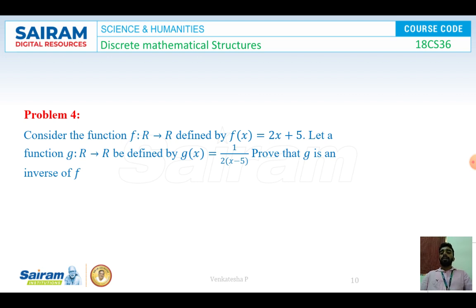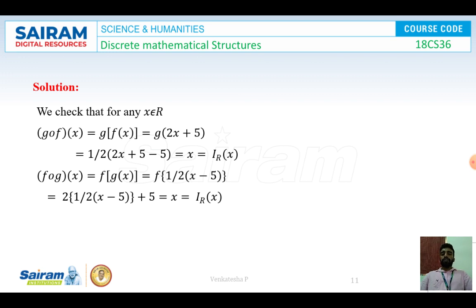One more example. The function f from R to R is defined by f of x is equal to 2x plus 5. Let a function g from R to R be defined by g of x is equal to 1 by 2 times of x minus 5. Prove that g is the inverse of f. So we'll see how to prove this now.